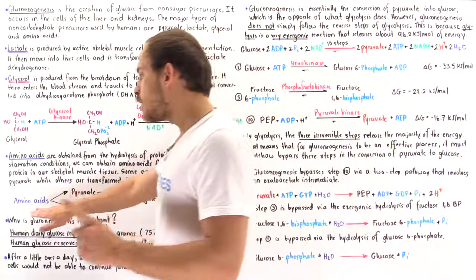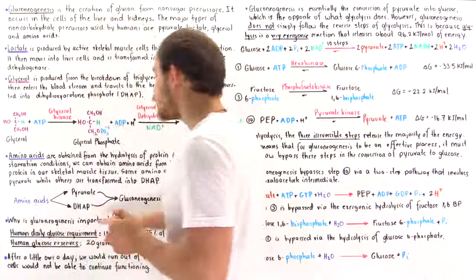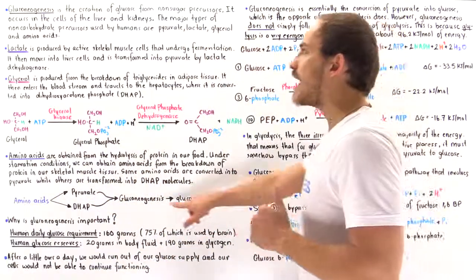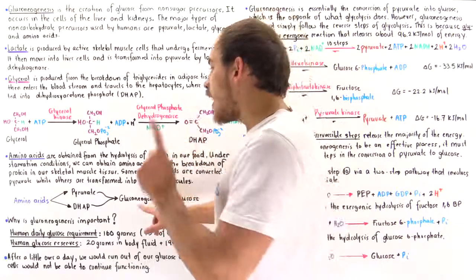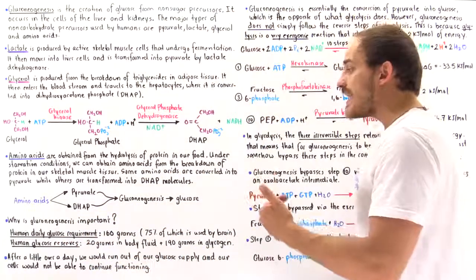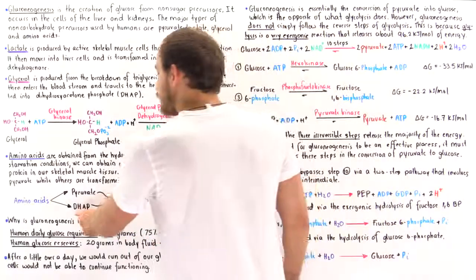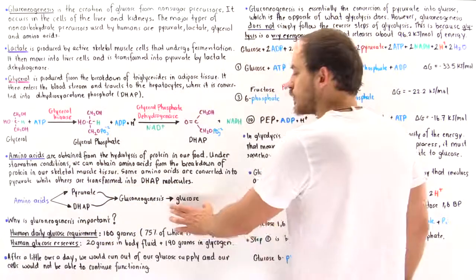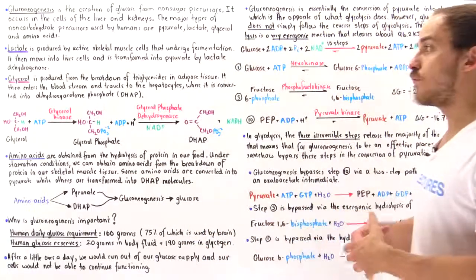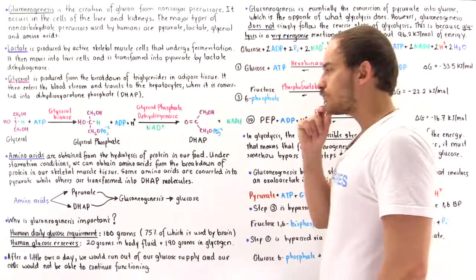Now, certain amino acids are transformed into pyruvate, and so they enter gluconeogenesis as pyruvate molecules. Some of them can actually form DHAP molecules, and so they enter gluconeogenesis as DHAP molecules and eventually produce the glucose that our cells actually need for energy, for ATP creation.